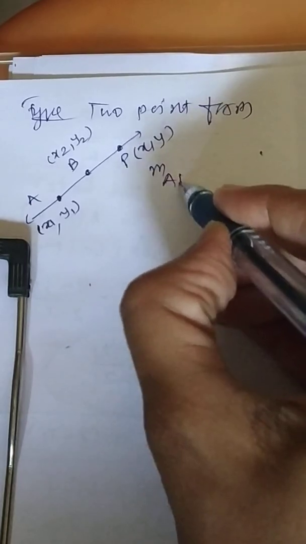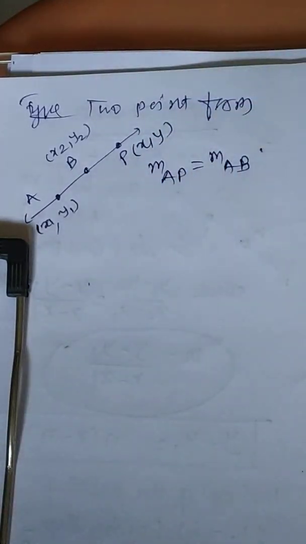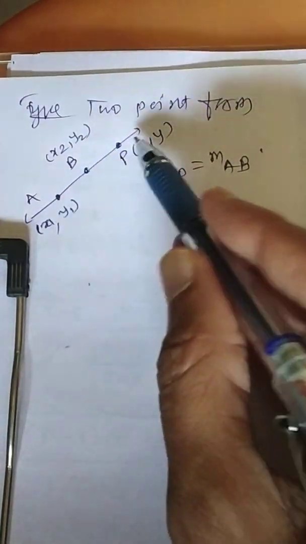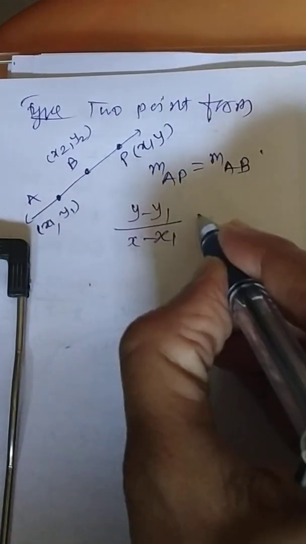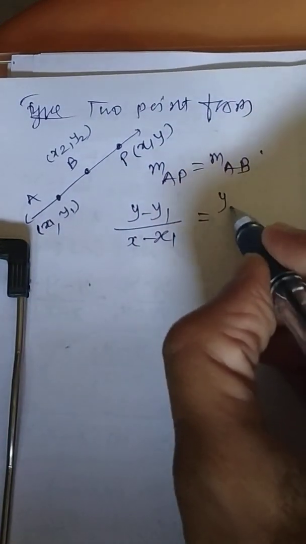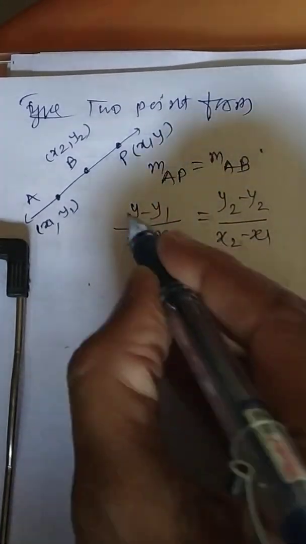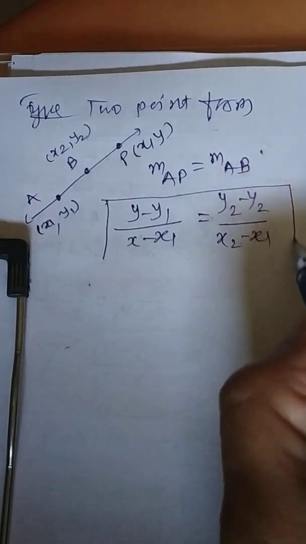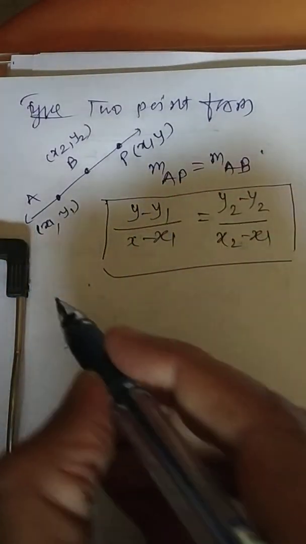Can I write that the slope of AP and the slope of AB will be the same? Because they are collinear points. Slope of AP, look here, A and P: (y minus y1) upon (x minus x1) will be equal to the slope of AB, (y2 minus y1) upon (x2 minus x1). This is nothing but the equation of the line in the two-point form.